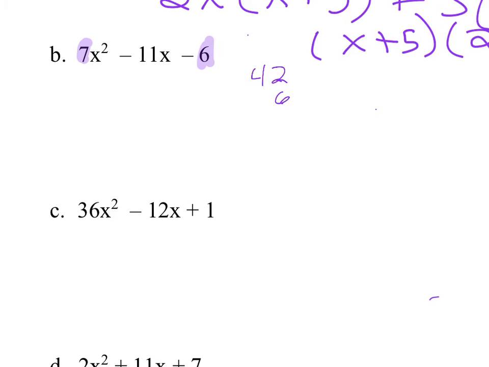Okay. So, factors of 42 that I think it's got to be subtract to 11. So, because of this symbol. Okay, so just like we've been doing, subtract to 11.